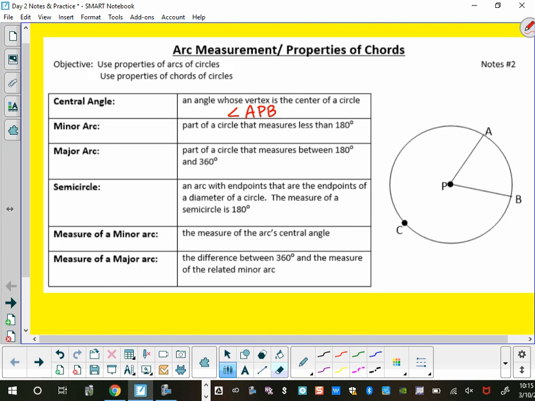All right, a minor arc is part of a circle that measures less than 180 degrees. So for a circle, how many degrees are there in a full circle? 360. So 180 is going to be half of that, right? So a minor arc has to be less than half of the circle. We name a minor arc with 2 letters, and this is important. So a minor arc could be the arc AB.